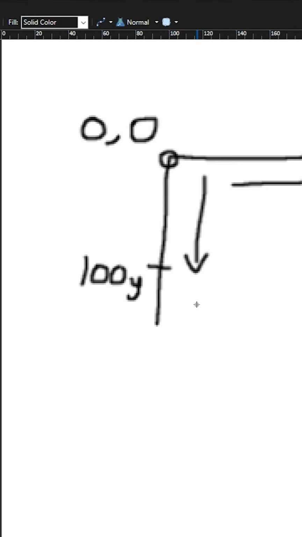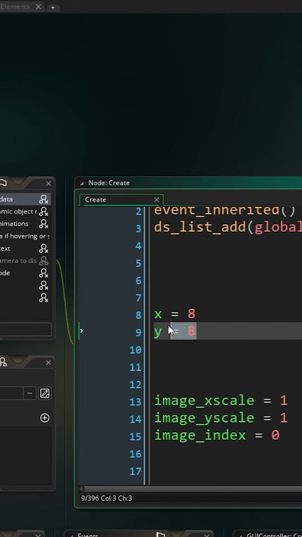The further down you go, the higher the y value is. The further up you go, the lower the y value is. If you go up here, you get negative 10y or something along those lines. So when I set the X and Y values of our object, that's why they move around. It's because we're setting them to 8 each. We're basically putting them in the top left. If we do something along these lines, suddenly we're throwing them way, way, way down to the bottom right.